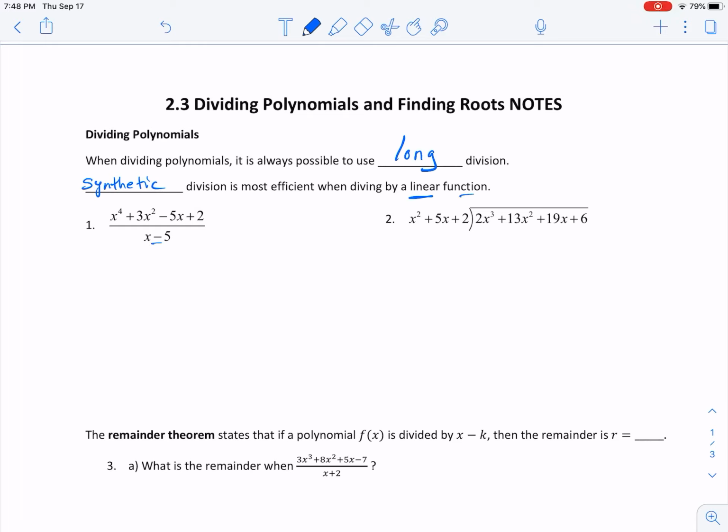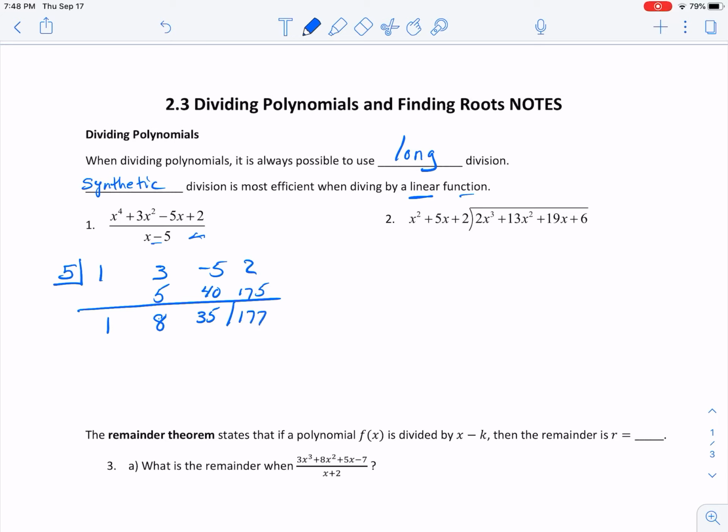Okay, so since this is a linear function, I'm going to put the root in the box. List the coefficients: 1, 3, negative 5, 2. You bring down the 1, you multiply 1 times 5 and get 5. You add and get 8. 5 times 8 is 40. You add and you get 35. 5 times that, let's see, is 25. Carry the 2, 175, so 177.